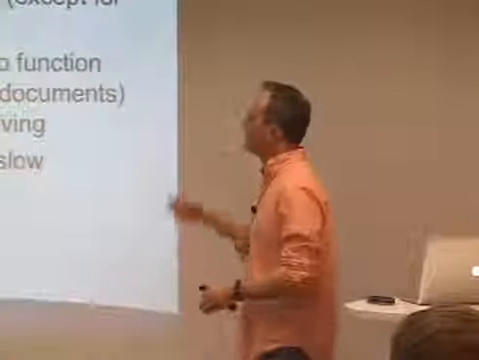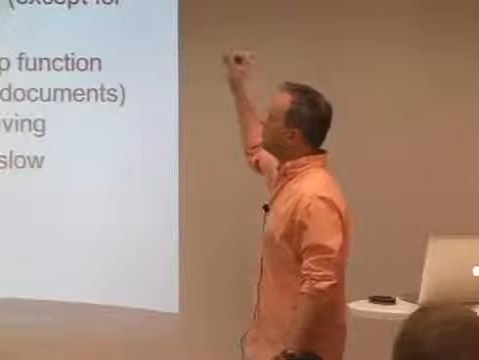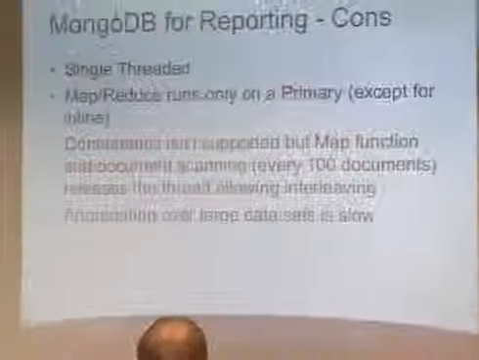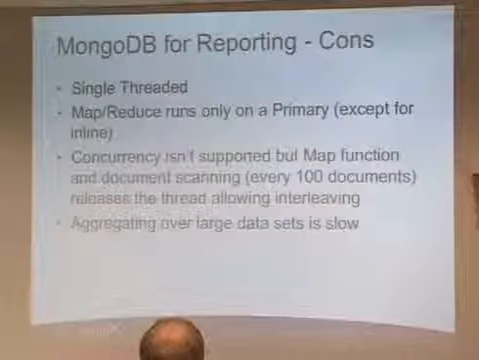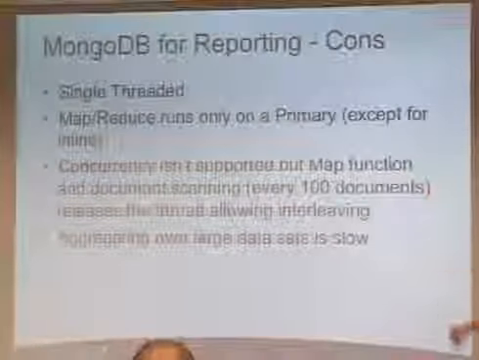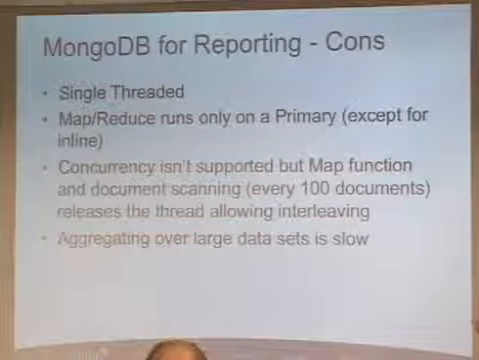So I'm terrible at taking good advice. I said, well, okay, hang on. Let's just talk about the cons of Mongo for reporting. Their MapReduce is single-threaded. It runs as JavaScript. And if you're going to be saving the output of the MapReduce into a permanent collection, it has to run on the primary. And JavaScript is single-threaded.